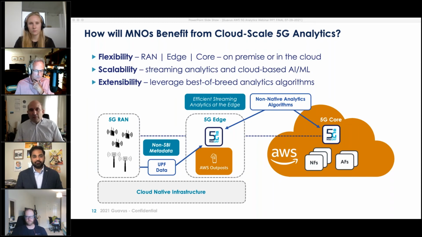So this separation of edge and core functionalities, it's what Guavus has been doing for years. I can see this coming in the 3GPP specs, which is really exciting to me when the specs line up with what we know is the way things work in the real world. Sometimes they do, sometimes they don't.